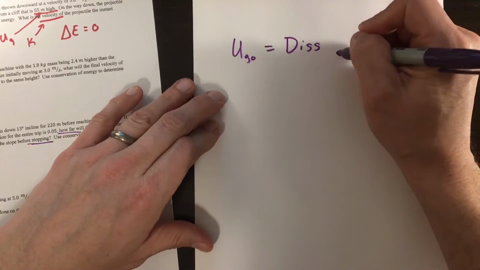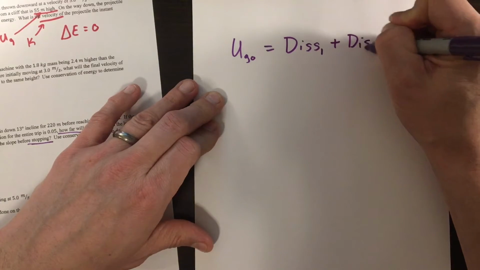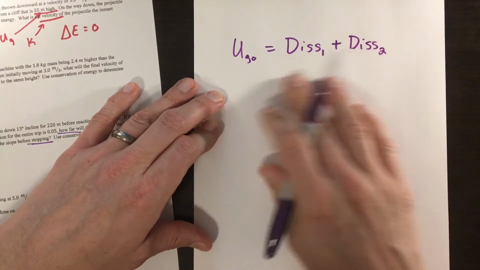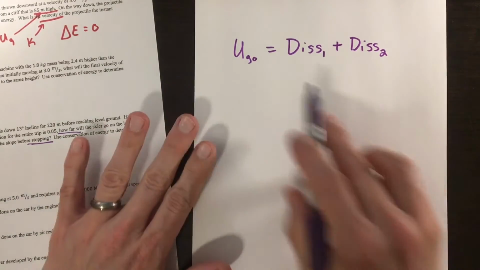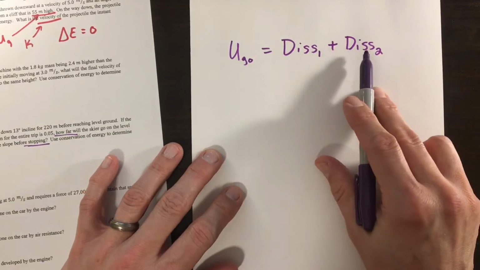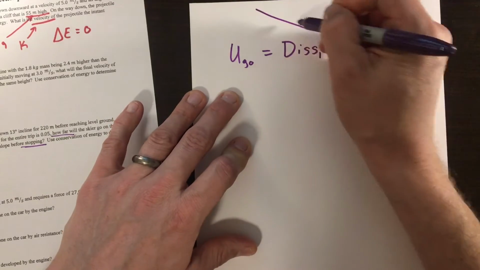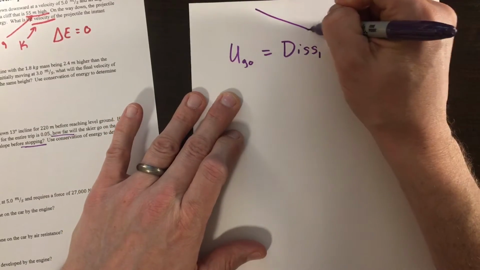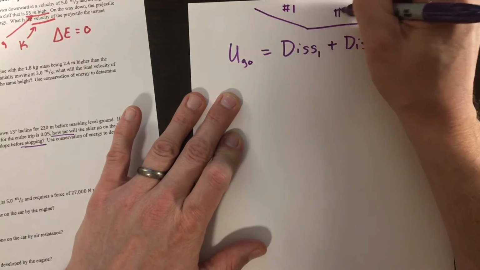Now what I'm going to do is split this up into 2 parts: dissipated energy 1 and then dissipated energy 2. I know it's terrible notation to have 4 letters as one variable, but we're going to say this is dissipated energy 1, dissipated energy 2. The reason I've got 2 of these is because the first is going to be on the incline as she's coming down, and then the second part is going to be on the horizontal. So number 1 and number 2.